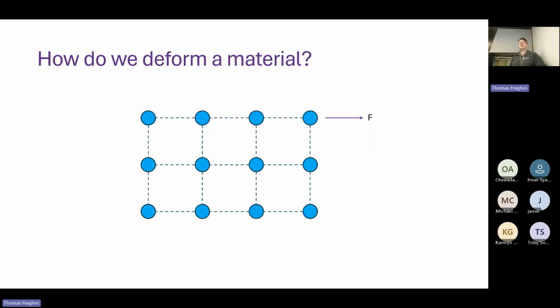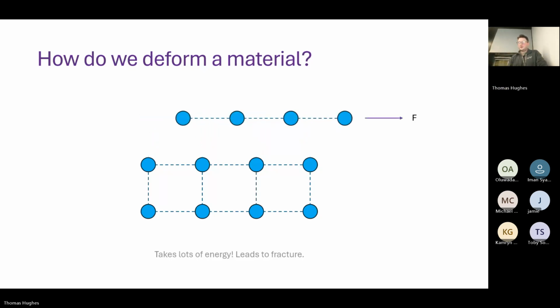So what happens if we actually deform material? If we add a force to this top layer, it'll break all the bonds potentially, and then we'll have some sort of shear like that, which takes a lot of energy because remember, this is 3D, so you have to break all the bonds down the plane. And then this is generally a fracture. Quite hard to do, takes a lot of energy.